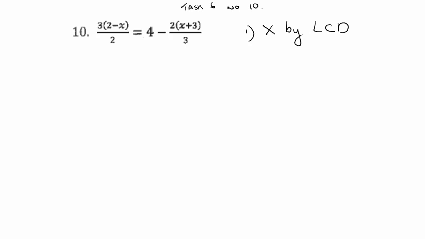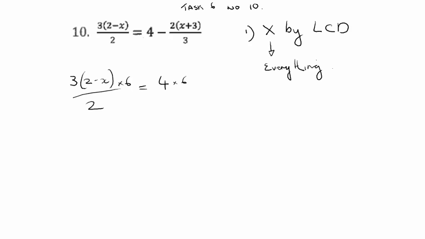But when I multiply by the lowest common denominator, it's important that I multiply everything, because if you don't, the equation's not going to work. So I must multiply 3, 2 minus x over 2. I must multiply that by 6. And that equals 4. And I must multiply the 4 by 6. And that's minus 2 into x plus 3 over 3. And I must multiply that by 6 as well.